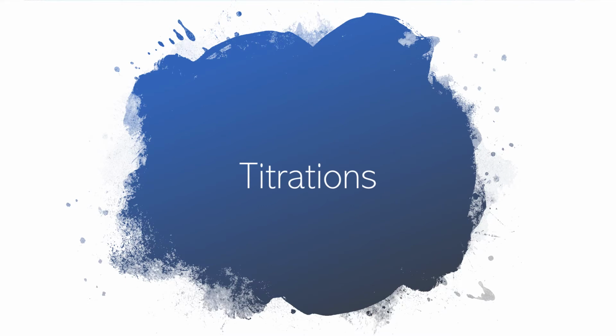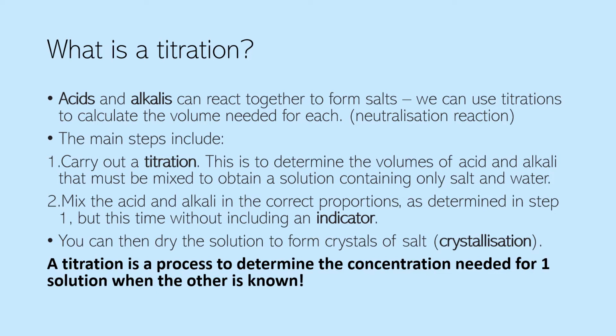Okay, so we're now going to move on to titrations. So we're going to first talk about what a titration is. Okay, so we've just learned that acids and alkalis can react together to form salts. So we can use titrations to calculate the volume needed for each. So this is a neutralization reaction. Okay, so with a titration, we know the concentration of one of the solutions, but we need to work out the other. So this is why we use titrations.